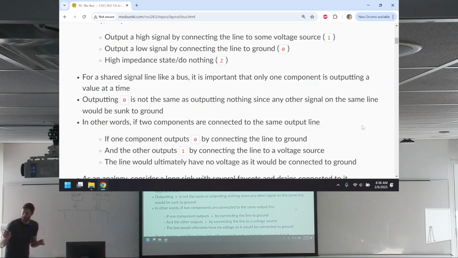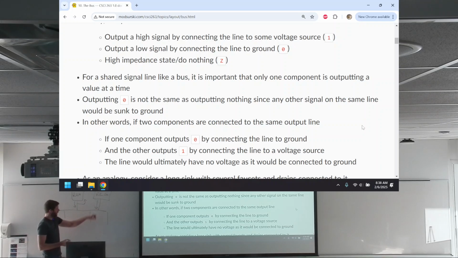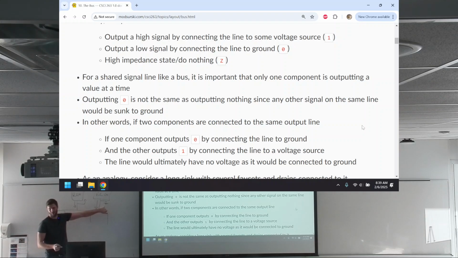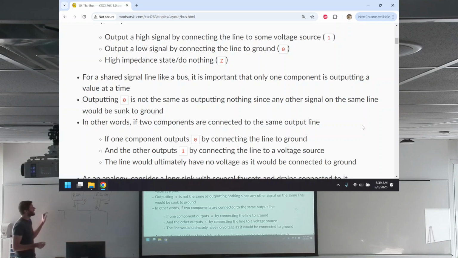We kind of talked about this before, because imagine this was outputting a 1, which means connect to some voltage source. And this is outputting a 0. That means connect to ground. Well, now we've got a voltage source connected directly to ground effectively. That doesn't make any sense, right? So we need to be very careful about when components are actually putting data onto the bus. And a driver is a great way to deal with that.